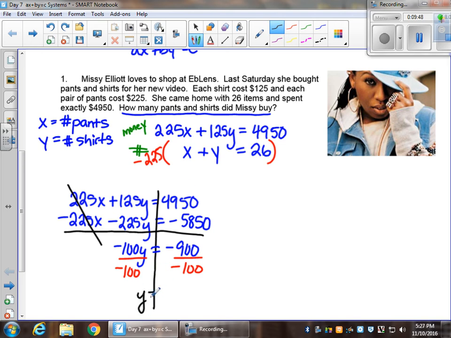So dividing both sides by negative 100, negative 900 divided by negative 100, y equals 9. We've got y, we need to go find x. It does not matter which I choose to substitute into. I will choose the second equation, so x plus y equals 26. This will become x plus 9 equals 26.